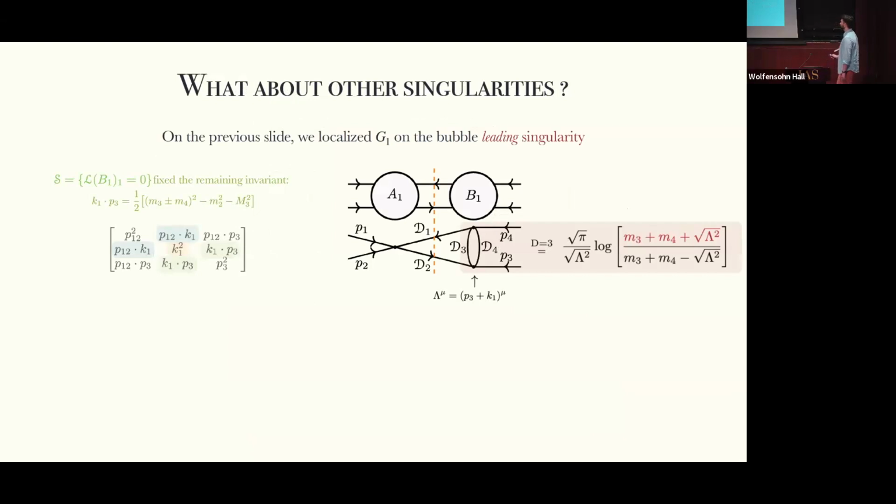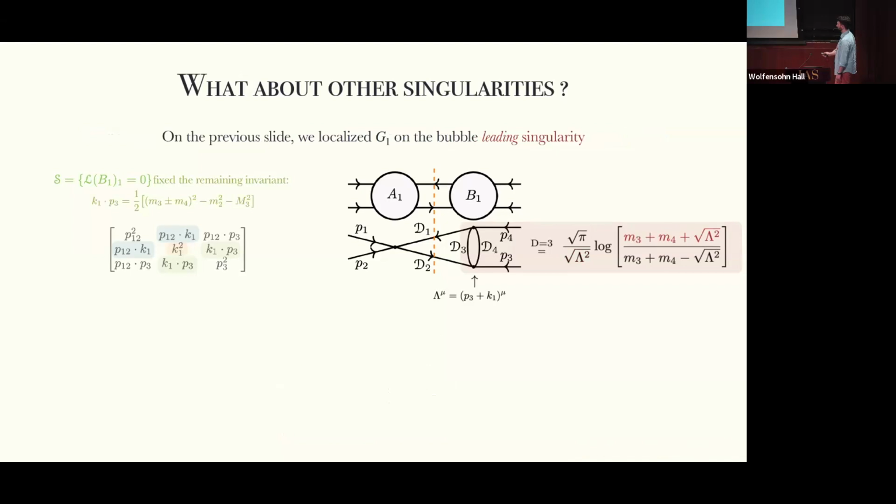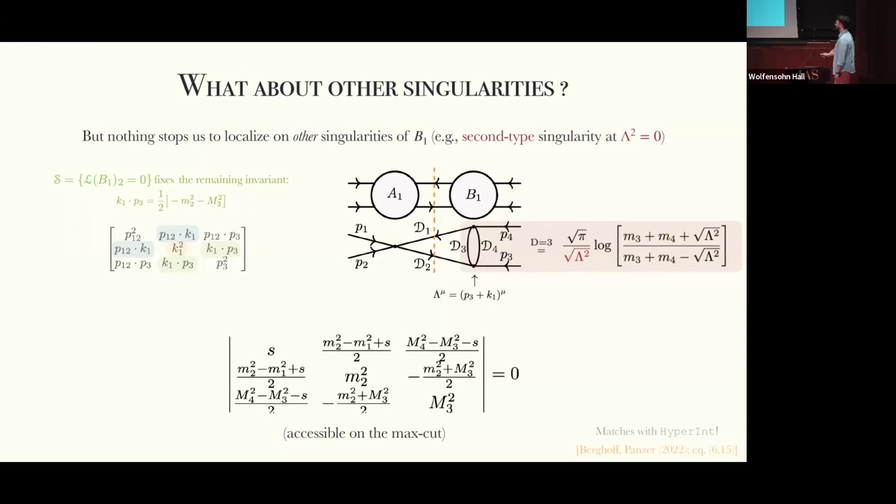So on the previous slide, what we did basically is that we localized G1 in the bubble leading singularity, so on this normal threshold. But nothing stops us in general to localize on other singularities of B1. So on say, the second component of the singular locus, which I just identified with the second type singularity at alpha squared equals 0. And the effect of doing this is basically that K1.P3 equals something else. So it's different from the other slide. But nevertheless, when we plug it here, that's what we get.